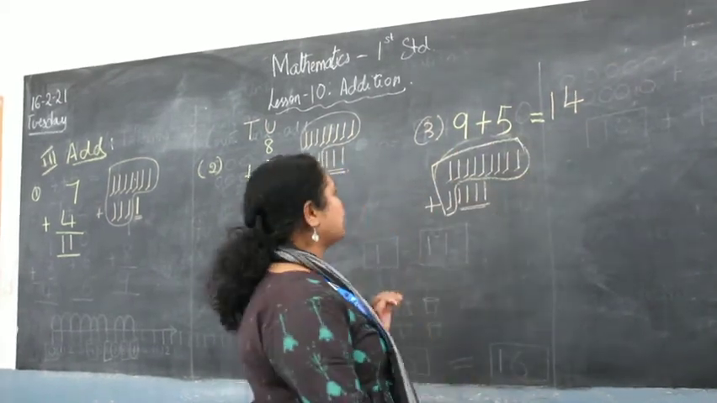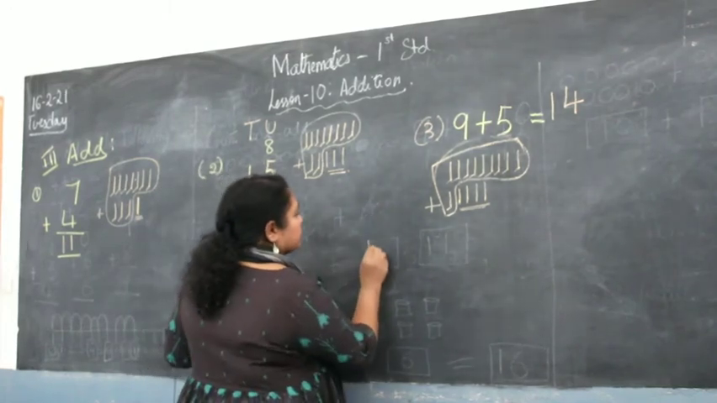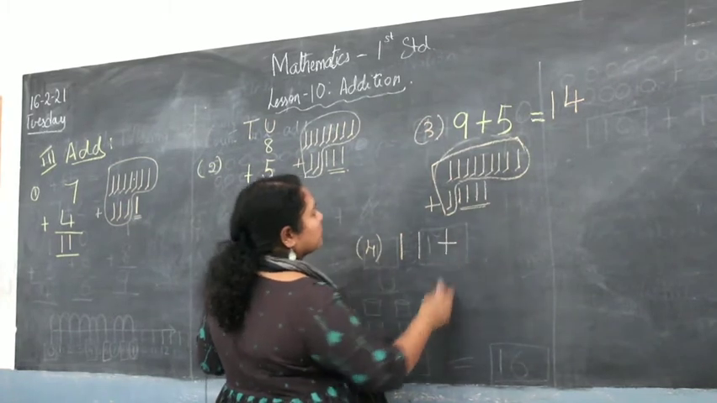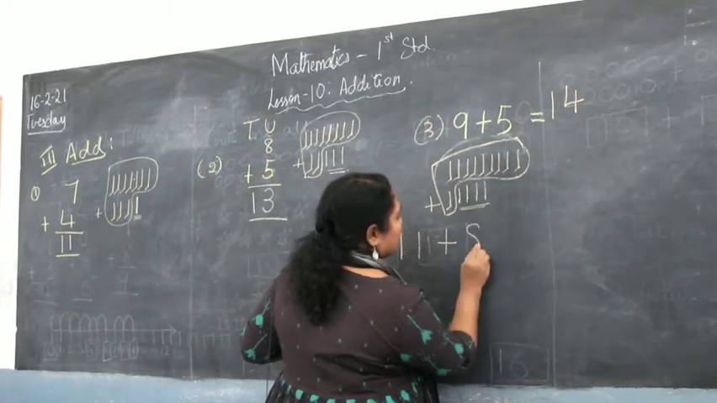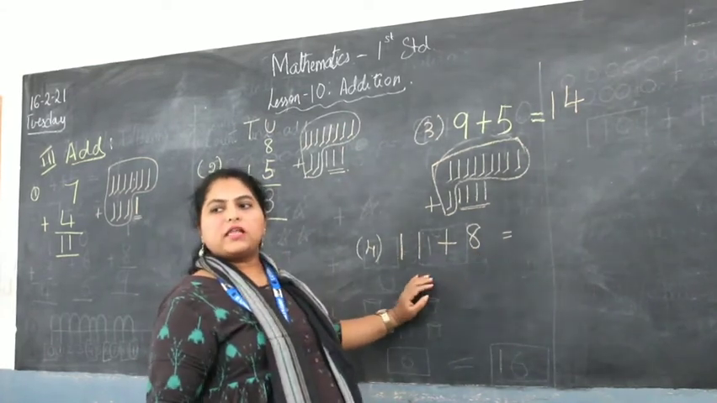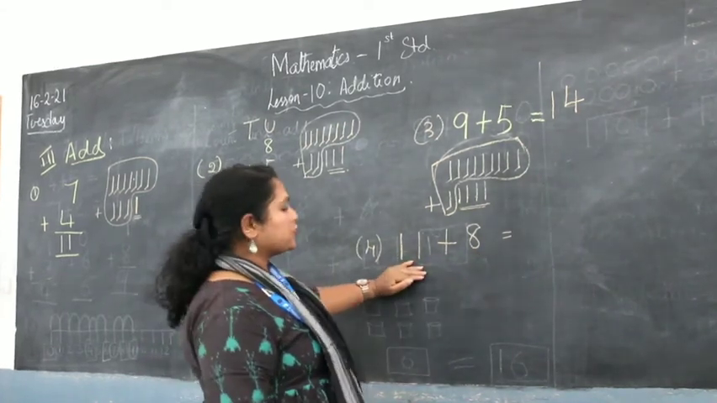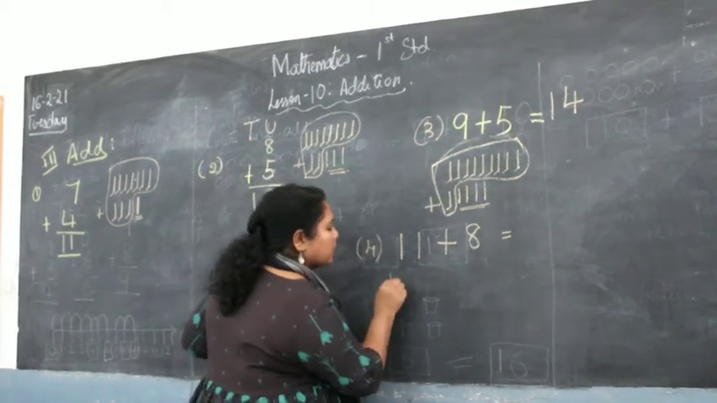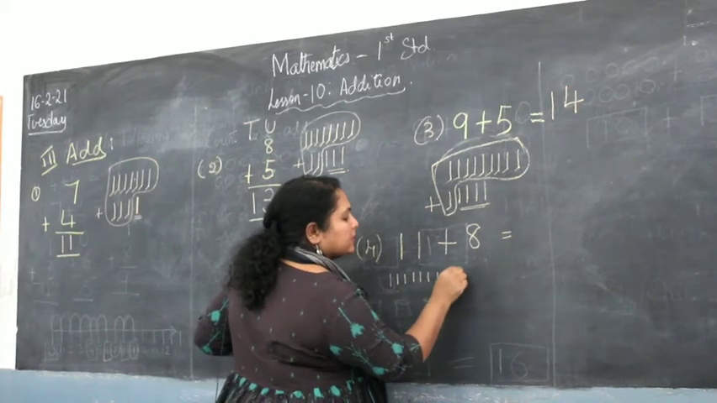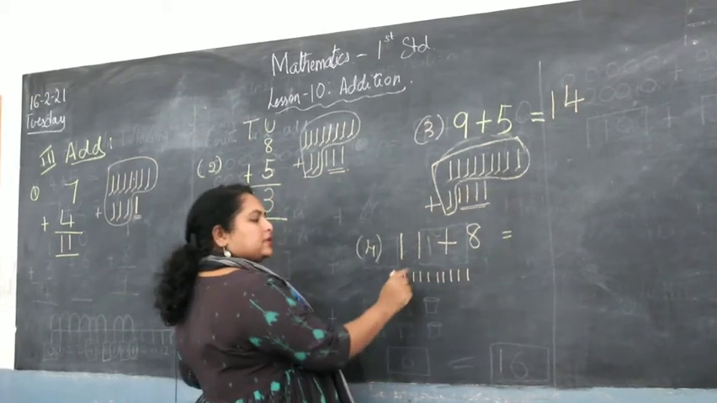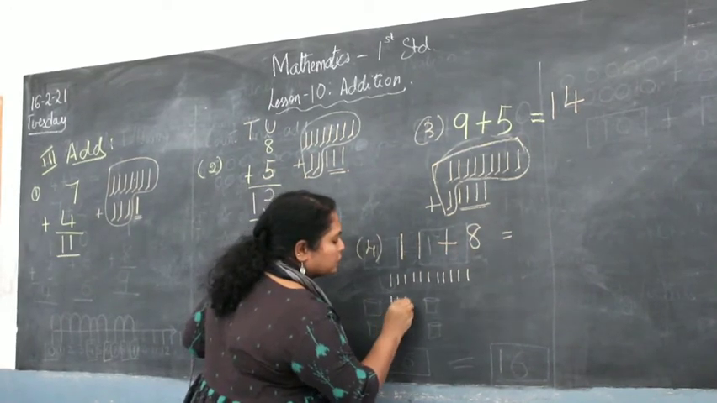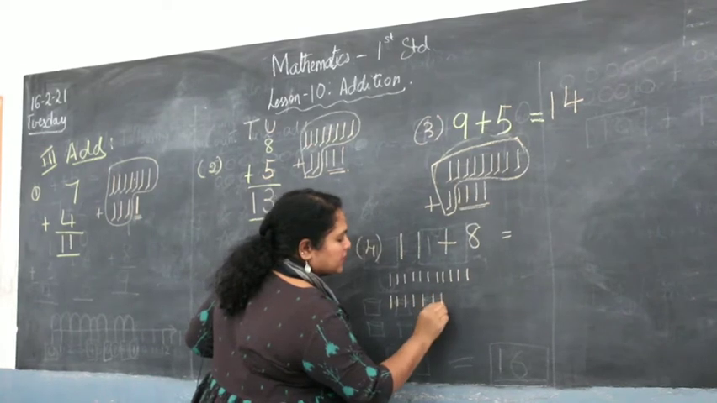Okay children, so for instance I have given a number like this. 11 plus 8. How much is 11 plus 8? I will first draw 11 sticks. 1, 2, 3, 4, 5, 6, 7, 8, 9, 10, 11. How many sticks? 11 sticks. And what's this? 8. So 1, 2, 3, 4, 5, 6, 7, 8.